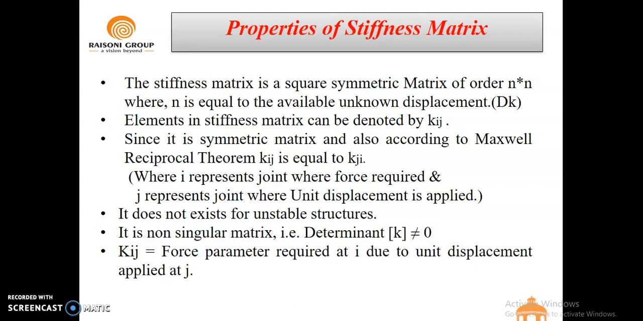Then it does not exist for unstable structures. Strictly note down this note. It is a non-singular matrix. What do you mean by non-singular matrix? It means that if you calculate the determinant of this matrix, it will never be equal to 0. And then Kij will be called the force parameter required at node i due to unit displacement applied at node j.